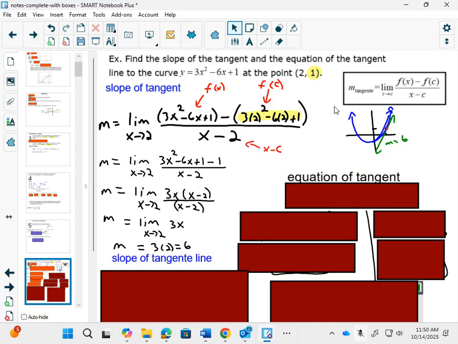Next, the question said, after you found the slope, what is its actual equation? How do you find the equation of a line? Right? y equals mx plus b. Do you remember the two things back in grade 10 that you needed to find an equation of a line? One of them was a point. Do we have a point? Absolutely. We know it goes through 2, 1. And the second thing you needed was the slope. You needed the point and the slope. If you have 2 points, you could find the slope.